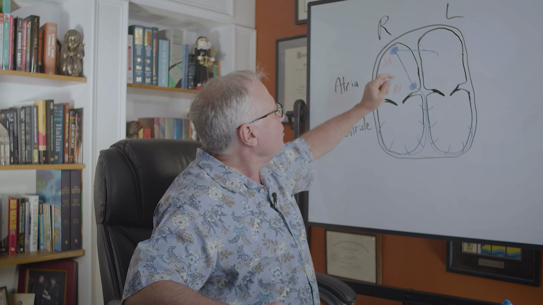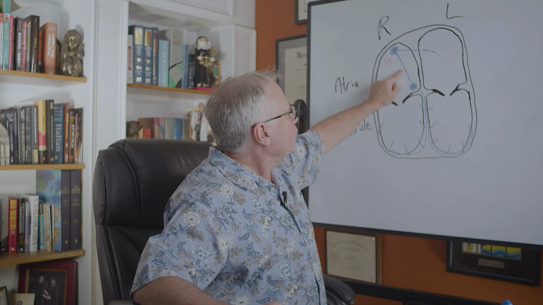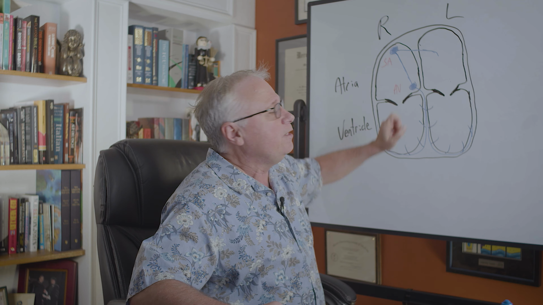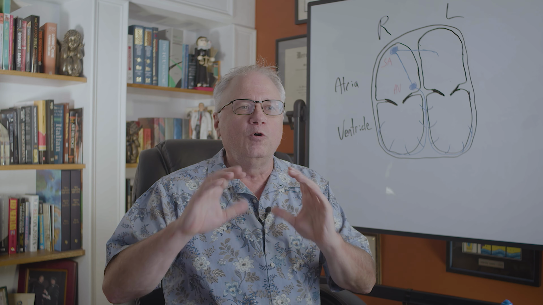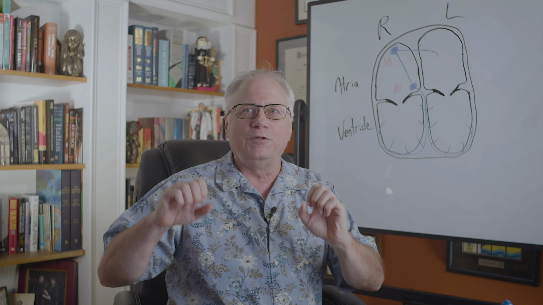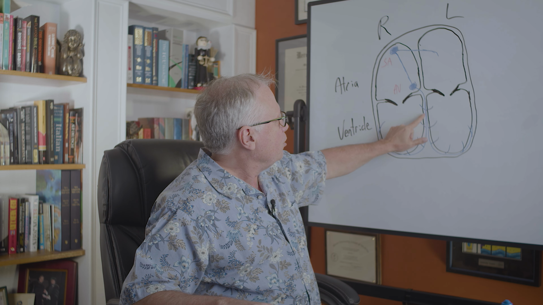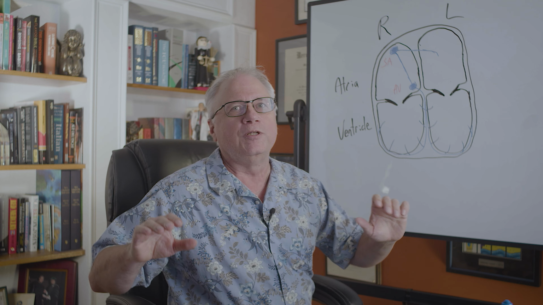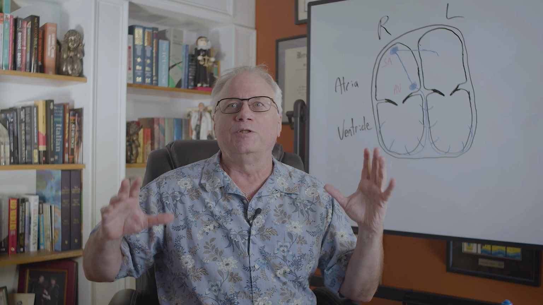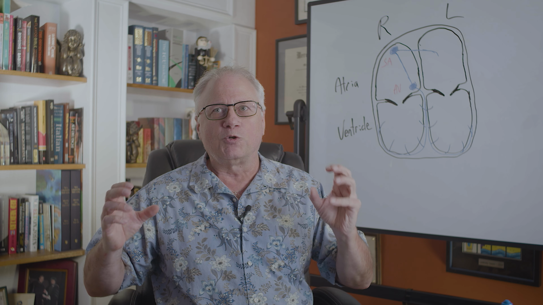And so what happens is that electrical signal propagates down to the AV node, and the AV node slows that electrical signal down and then releases it slowly. And then that signal goes down into the ventricles, and it depolarizes the ventricles, and the ventricles then squeeze.